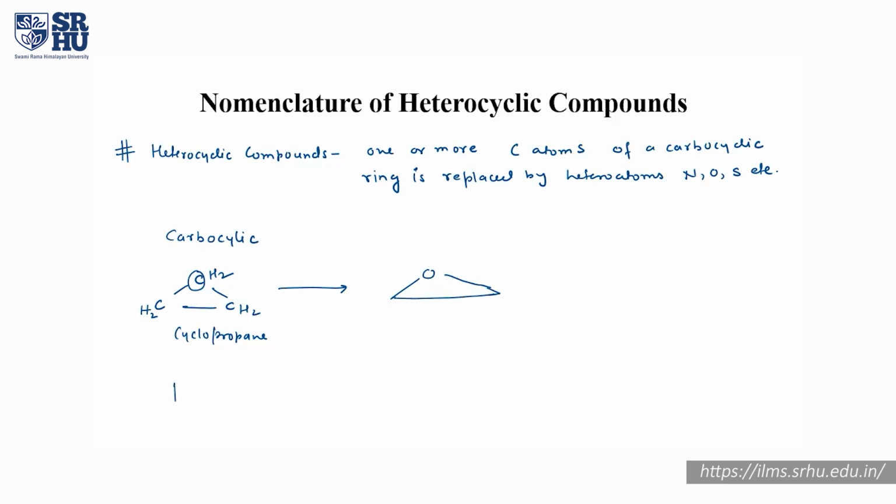In the same way, let's say we have a benzene ring, and in this benzene ring we replace one carbon of the ring by a nitrogen atom. So when we replace a carbon in the ring by a nitrogen atom, we get pyridine, which is again a heterocyclic compound.